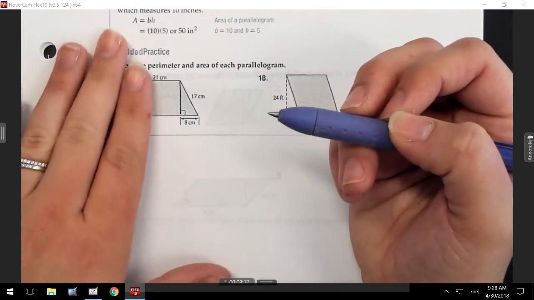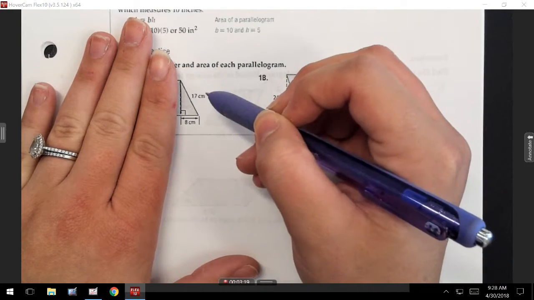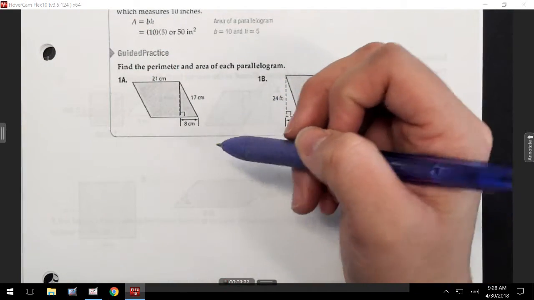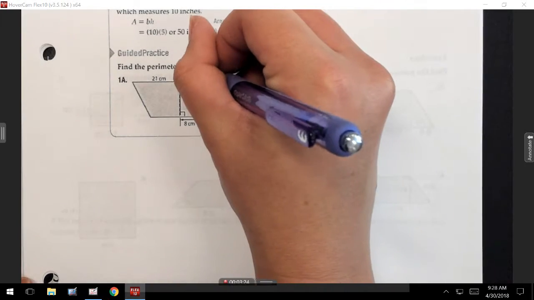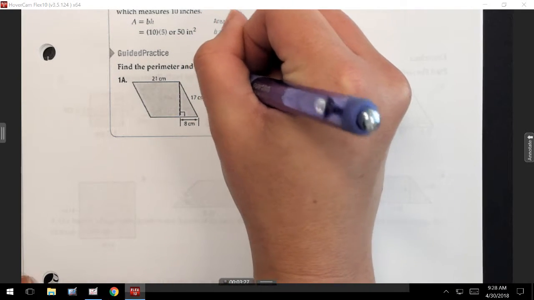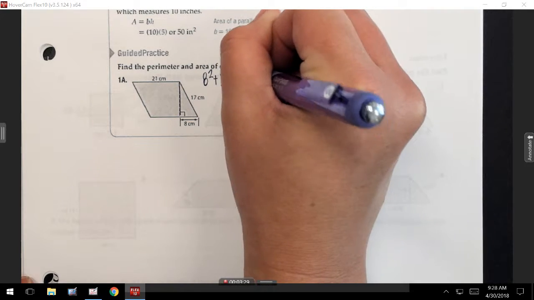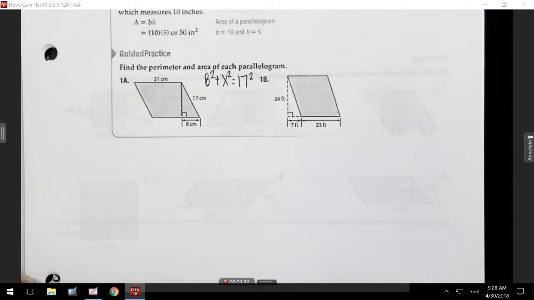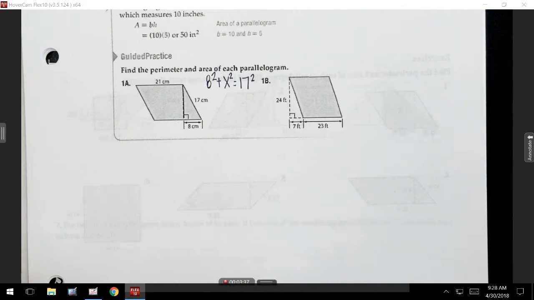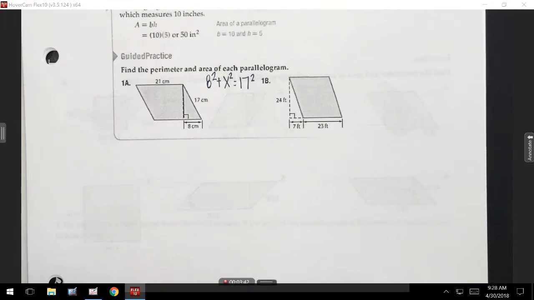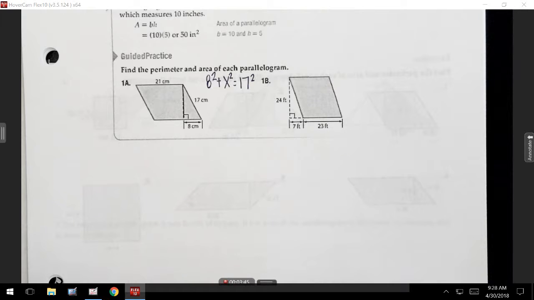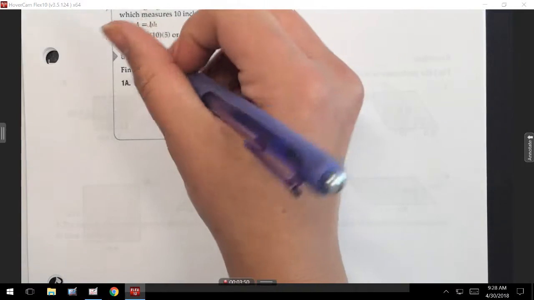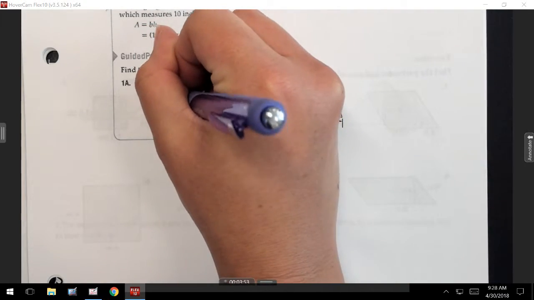Okay, so knowing what you see, you have a right triangle, you have two sides. What is the best option for us to use? Pythagorean theorem. So you would have 8 squared plus x squared equals 17 squared. So what does your height become? 15. Yes, I got 15 for the height.